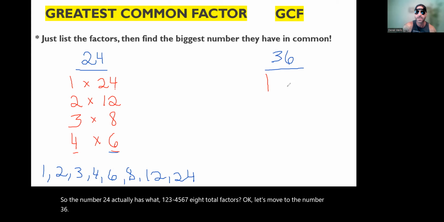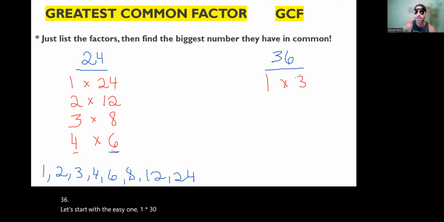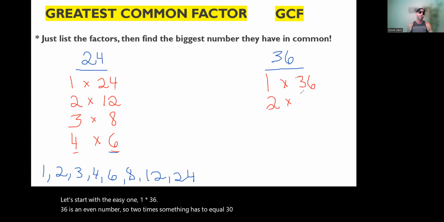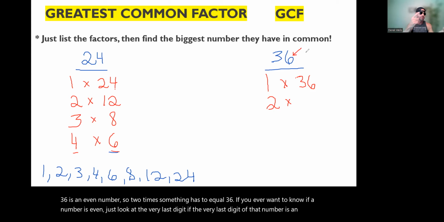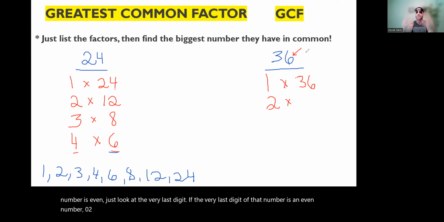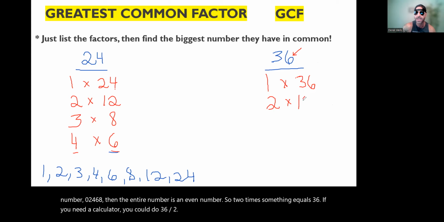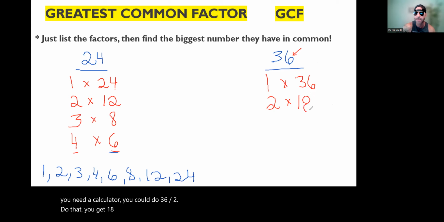Let's start with the easy one, 1 times 36. 36 is an even number, so 2 times something has to equal 36. If you ever want to know if a number's even, just look at the very last digit. If the very last digit of that number is an even number, 0, 2, 4, 6, 8, then the entire number is an even number. So 2 times something equals 36. If you need a calculator, you could do 36 divided by 2. Do that, you get 18. So that must mean 2 times 18 equals 36.